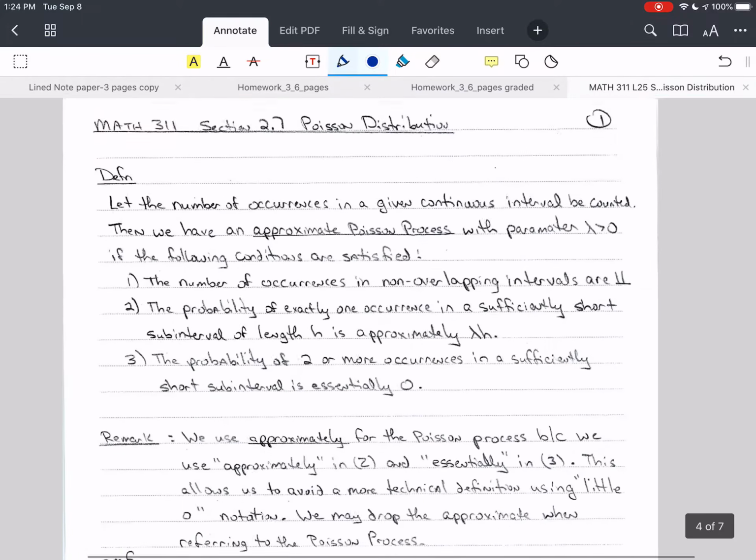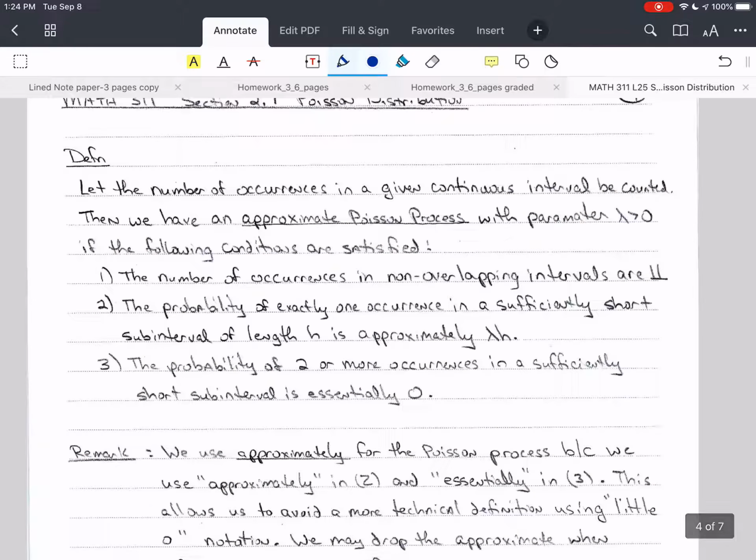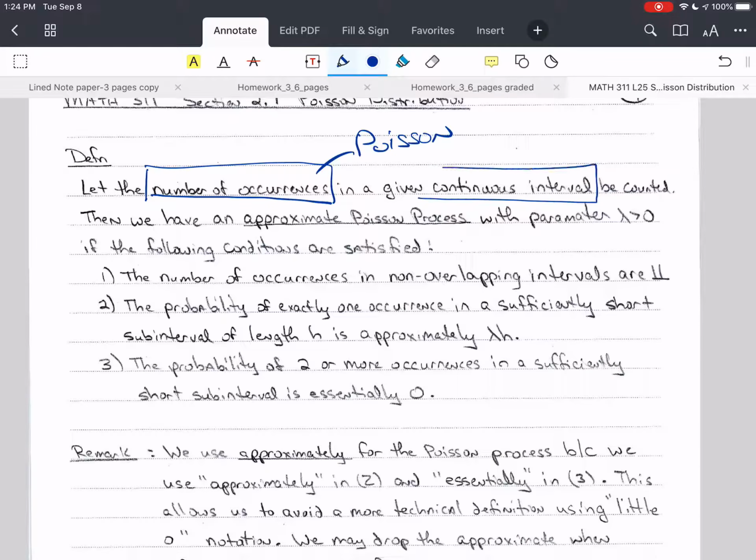So let's get started. We're going to start with the definition of the Poisson process, and actually we call it the approximate Poisson process. Let the number of occurrences, and that's what we're interested in, we're going to count the number of occurrences for the Poisson in a given continuous interval. Later we'll talk about the exponential distribution if we're talking about the interval. But notice it's a continuous interval, but we're doing the counts.